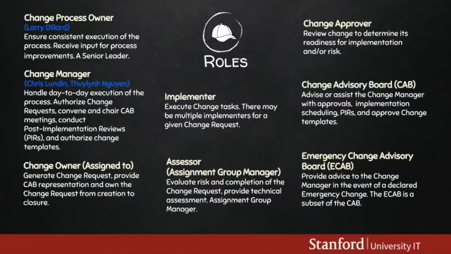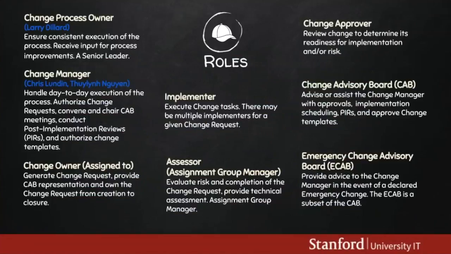And the assessor is the new role that we mentioned in the previous slide. This is the assignment group manager. The reason that it's called the assessor is because they're assessing the overall information that's captured on the change request. They have the technical expertise to be able to provide the assessment. They make sure that all the information in there is accurate. The risk impact rating is accurate. The CI selected, the dates, and making sure all of that information is proper.